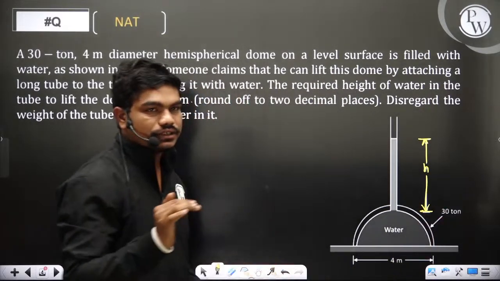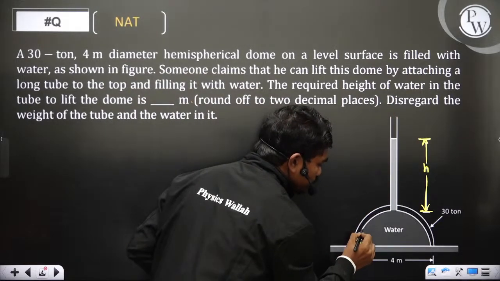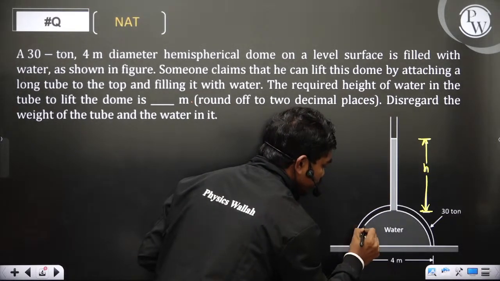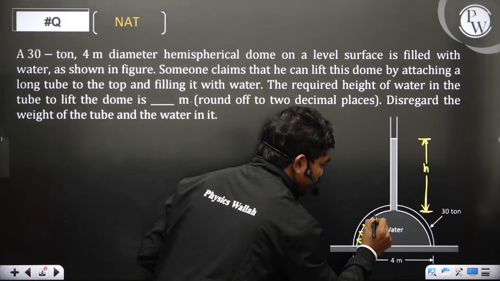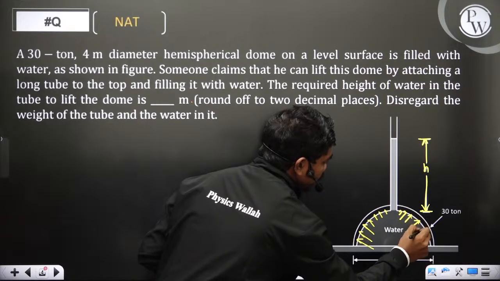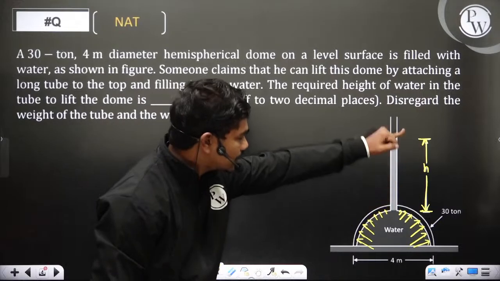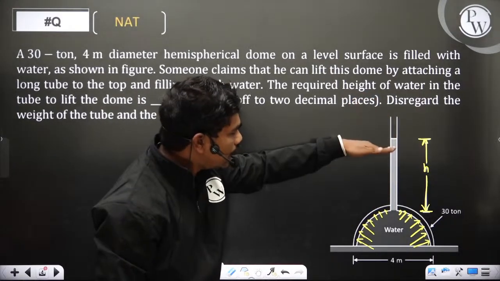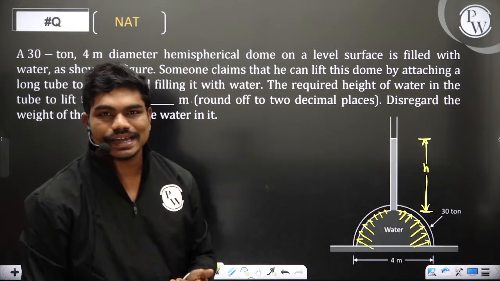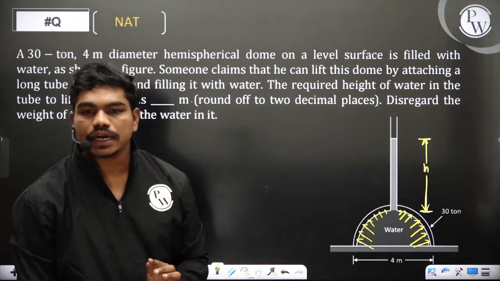If this height is h, then because of pouring water, the pressure acting at this point will increase. Yes or no? As this h increases, as you keep on pouring the water, the pressure acting on the inner surface of the dome will increase. Correct? Is the concept clear till here? So please type in the chat box.